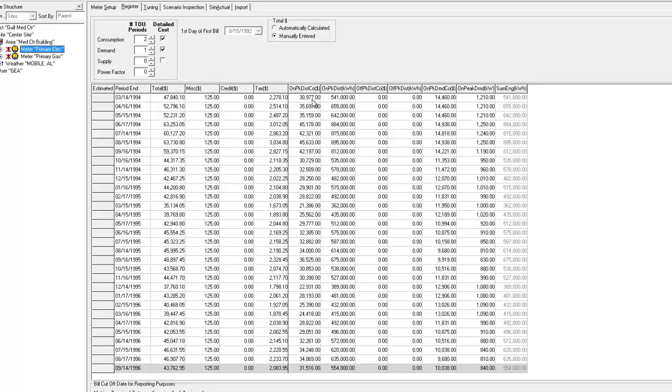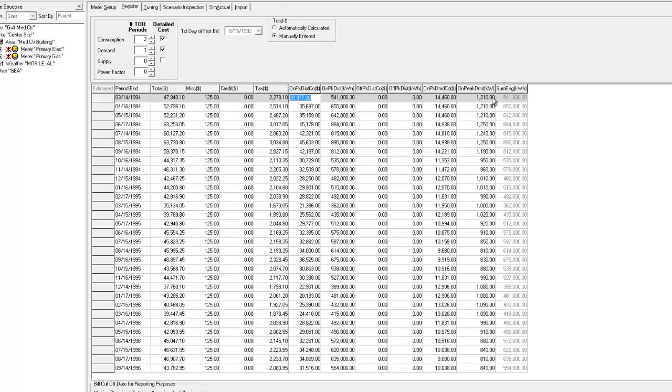So in this bill, $30,977 were charged for the use of 541,000 kilowatt hours. In the next one we have your off-peak. That's if you're using time of use periods. Most of the time you won't be, and most of the time you'll put all of your usage into on-peak distribution.